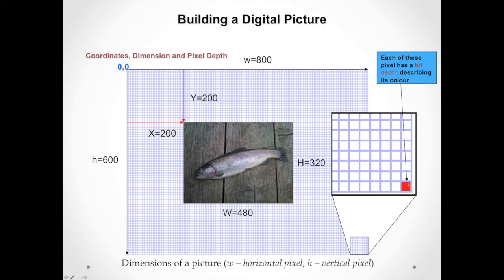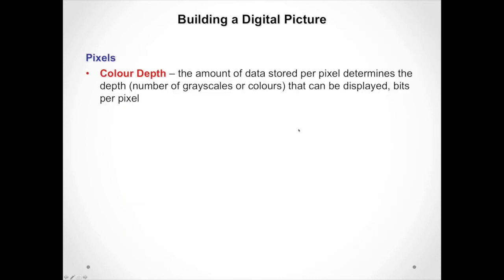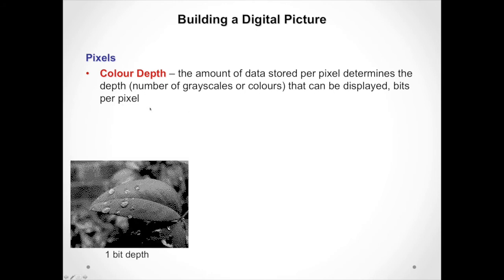But we can definitely represent a pixel with more than 1 bit. We can represent it with 4 bits, which gives more colors. We can represent it with 8 bits, which gives 256 colors. We can represent it with a lot more, 16 bits, and so on. So the bit depth is made up of bits. Now if we look at color depth, the amount of data stored per pixel determines the number of grayscales or colors that can be displayed, in bits per pixel.